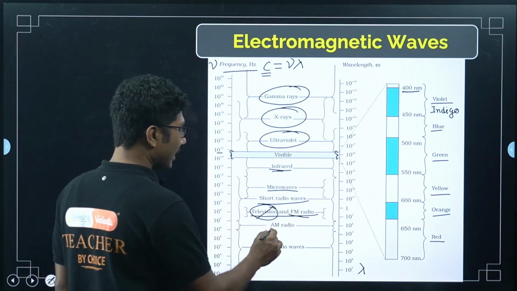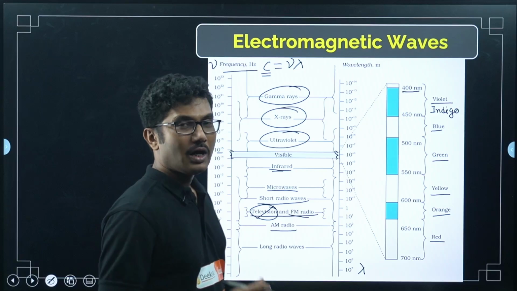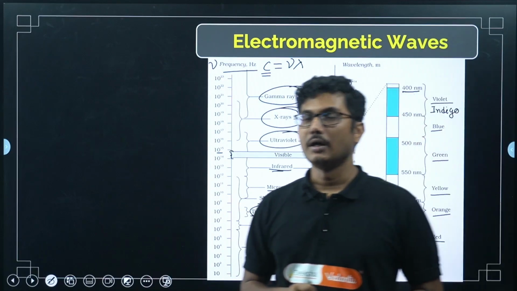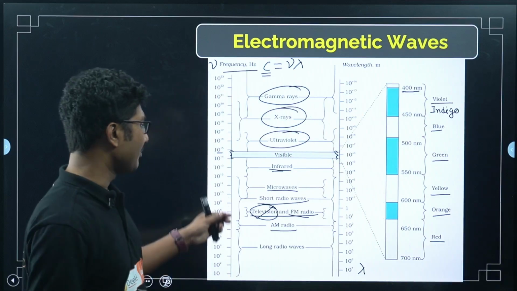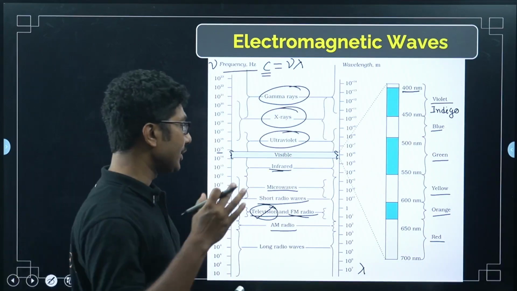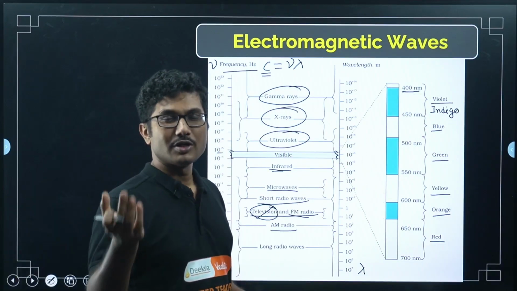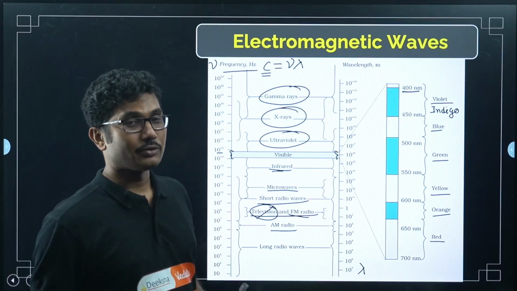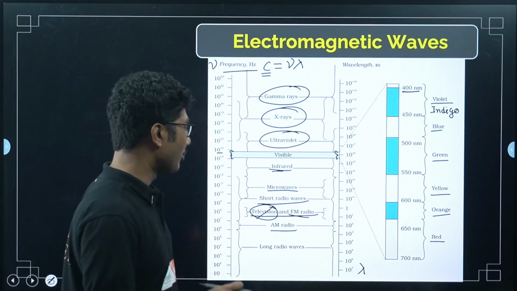Next is AM radio. AM radio is also part of radio waves. It used to be common, but nowadays AM radio is only used for military communication, no longer available for us because it is obsolete and it gets distorted very soon at a distance. So AM radio is also not very popular anymore.